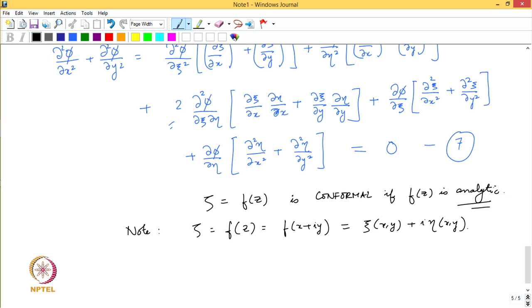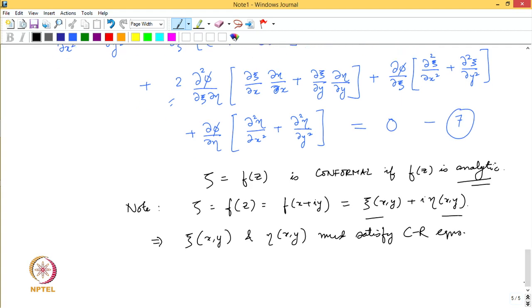All right. So if the function f of z is analytic, then the components of zeta, the real and the imaginary part, must satisfy the Cauchy-Riemann equations. So for analyticity, we know that xi of x, y and eta of x, y must satisfy the Cauchy-Riemann equations. That is how we say a function is analytic. In fact, that is the whole premise of us using complex analysis in this course. Now, what are the Cauchy-Riemann equations for the components of zeta, which are xi and eta?